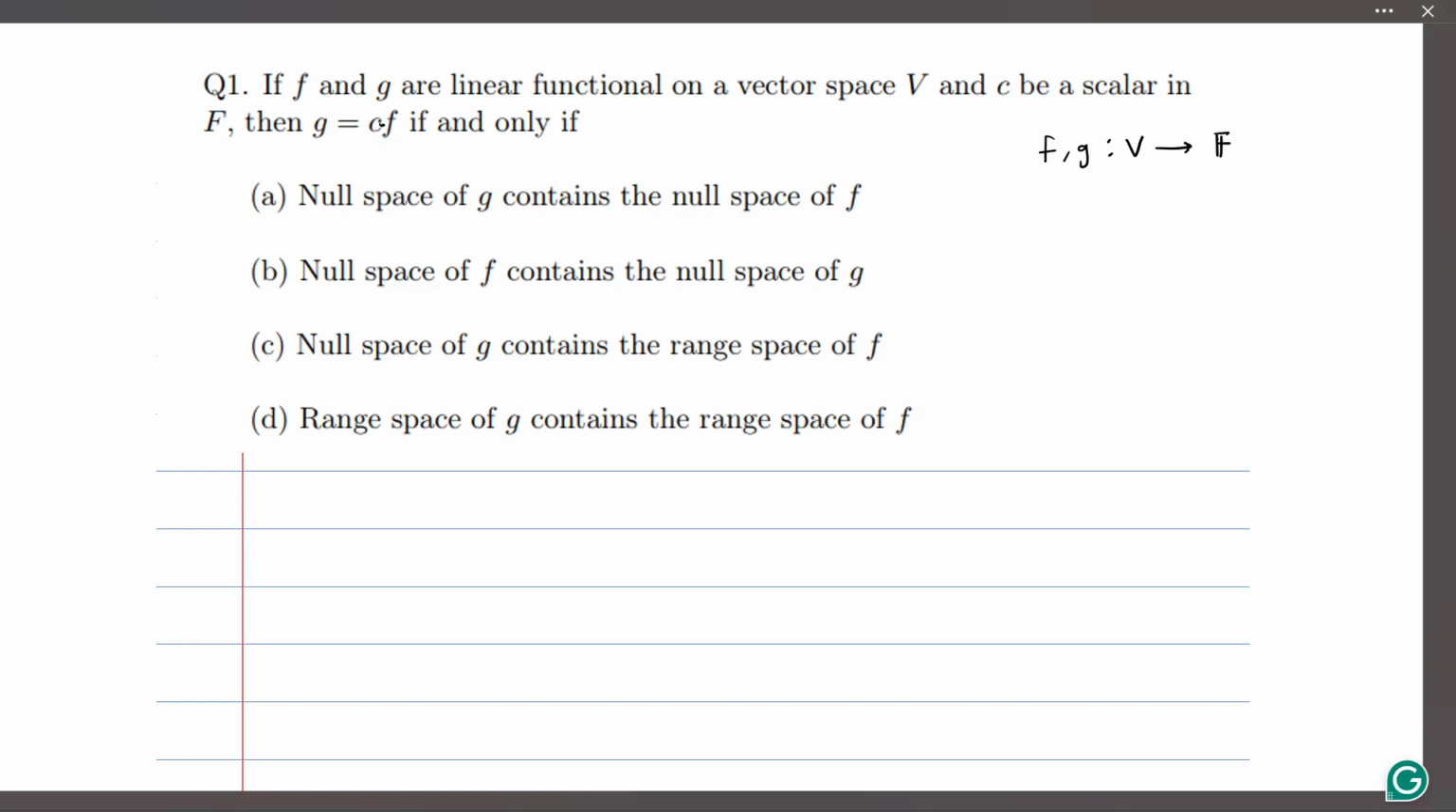Let's say c is equal to 0, then the null space of g, null space means kernel of g, kernel g will be the whole V, which contains the null space of f if c is equal to 0. It contains the null space, whatever it is, because this is the biggest subspace of V, so it contains kernel of f.